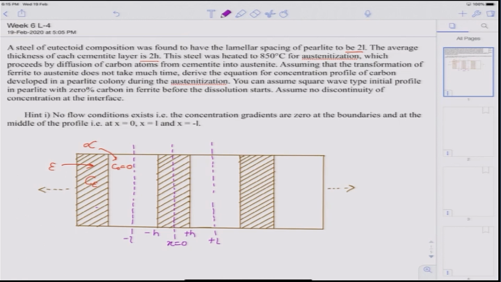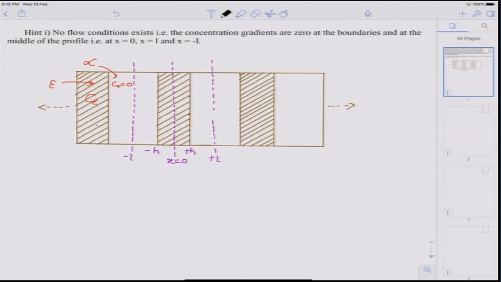So, essentially we are solving the diffusion equation, which can be written as dou C by dou t equal to D times dou 2 C by dou x 2. The initial condition here is, at t equal to 0, we know the concentration in any cementite layer is C epsilon, and in any ferrite, which has been quickly transformed to austenite, is 0 to start with.